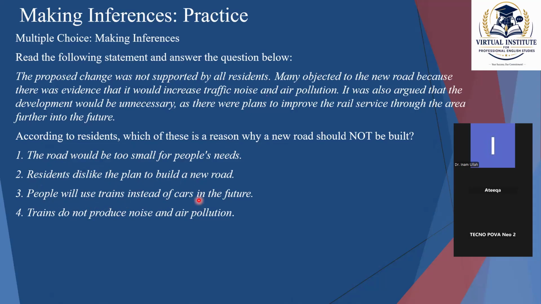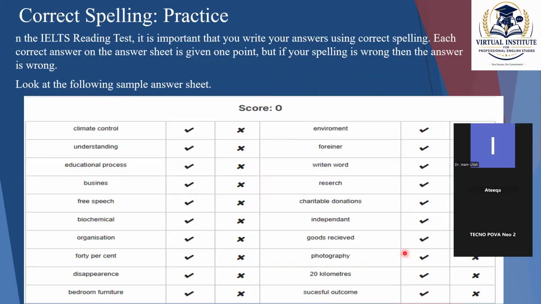People will use trains instead of cars in the future. It is very likely the reason, right? Trains do not produce noise and air pollution. It has not been discussed. Trains do produce noise and air pollution, right? So this is not even inferred from this statement. The only thing that we can infer here is that a new road should not be built because people will use trains instead of cars in the future. Is it clear? Yes, sir. So this is how you answer all the inference questions. Now let's move to the next.